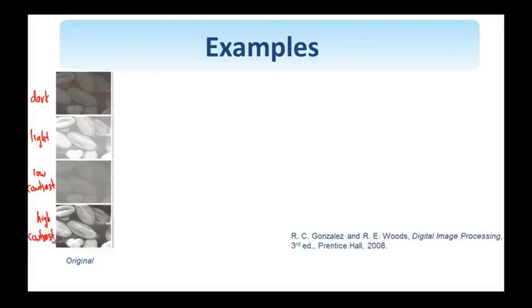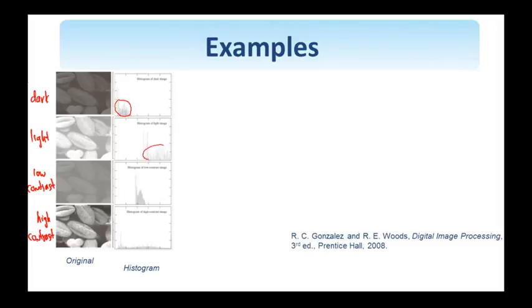Here are the corresponding histograms, which agree with the characterization we gave to these images. For the dark image, we see most intensity values are concentrated at low values. For the light one, most intensities are at high values. The low contrast one has a small dynamic range from here to here, and the high contrast extends the values over the whole range of intensity values.